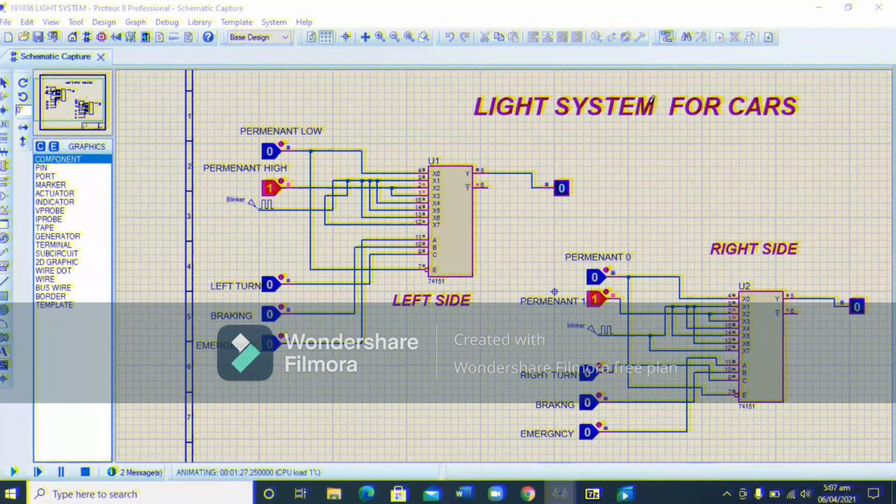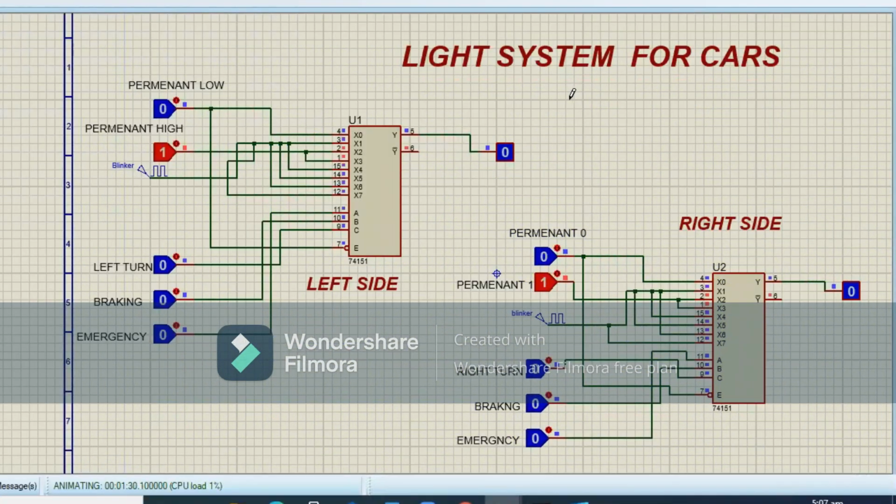Now, using the same concept of multiplexers, we have created a light system for cars. Here, this is for the left side and this is for the right side. Here, left turn is the most significant bit and emergency is the least significant bit. On the right side, right turn is the most significant bit and emergency is the least significant bit.